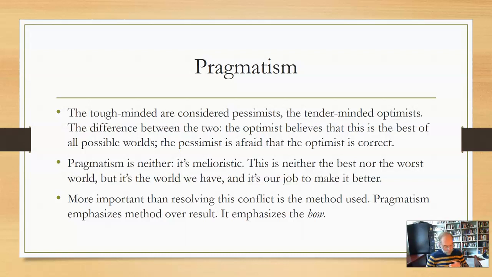But more important than resolving the conflicts is the method used. Pragmatism emphasizes method over result. Science is a method to some end. Of course, scientific method, right? We all learn that in our science classes. Democracy is a method for governance decision-making. Morality is a method. It is. It's a method to help us get along with one another, also a method for advising us how to live well, right? So it's a method.